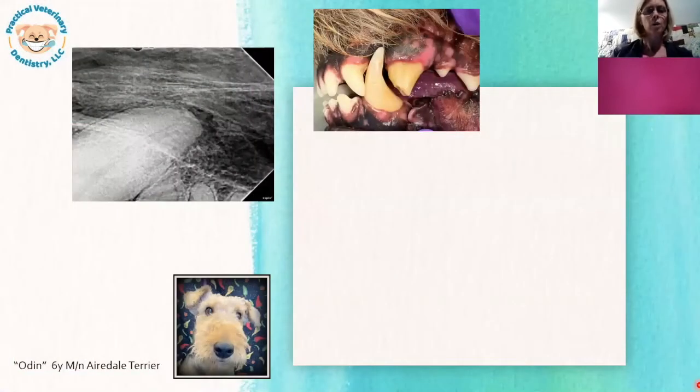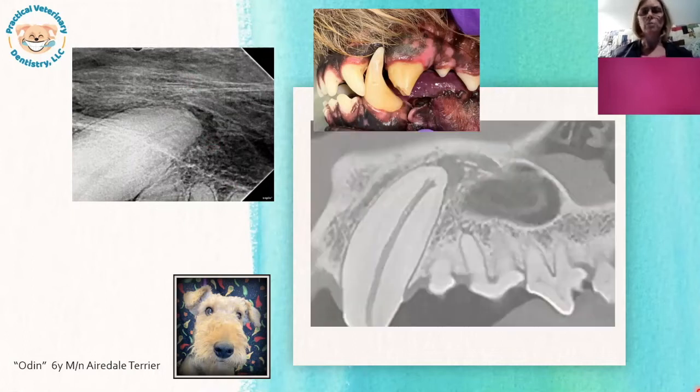For example, Odin, he is a 6-year-old Airedale, and he comes in for a maxillary canine fracture. Radiographically, you can see he's got a little periapical lesion around it, and we go, okay, yep, he's got a fracture, he's got pulp exposure, actually has some wear on this lower canine too, looks like a good candidate for root canal, but let's look at the cone beam CT.